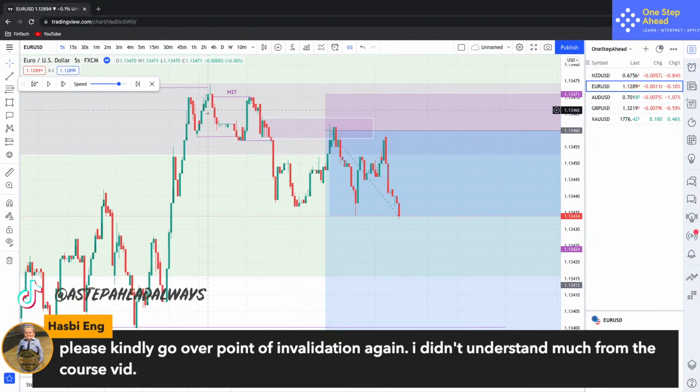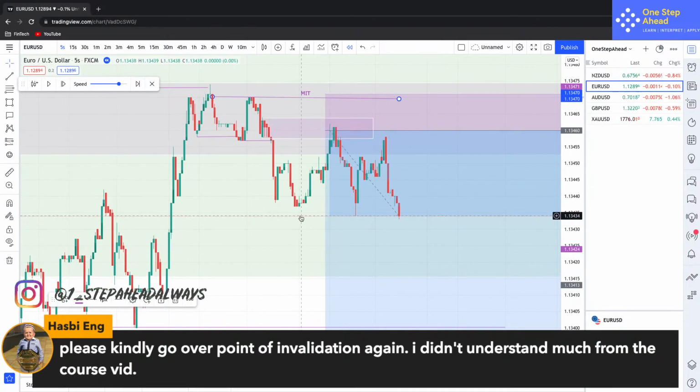So what do you see here? First break, mitigation of the first order block, and then second break. And we have this order. Where is the mitigation point? This point. This is the point of invalidation. So if price comes again here, your entire bias of the sell is wrong. So that's why my stop is above that.